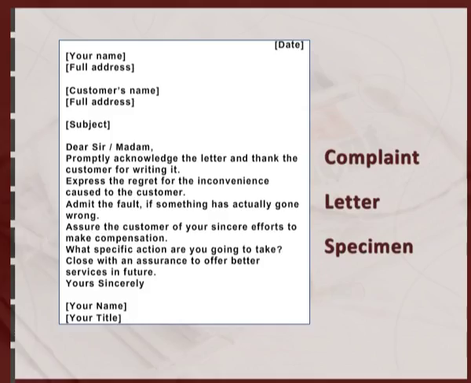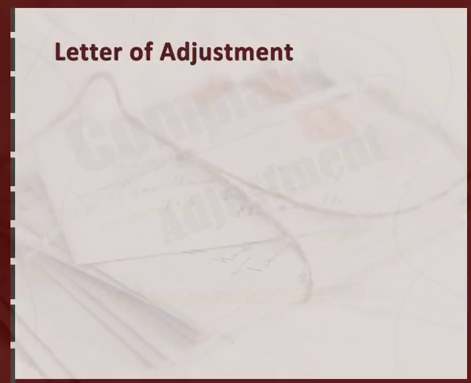I will now take you through a complaint letter specimen which has sections like date, your name and address, name of the authorized person or department of the seller, complete address of the seller, subject, salutation, opening lines, body of the complaint letter, and closing remarks with expectations of the complaint. Let's now understand handling complaints or letters of adjustments.